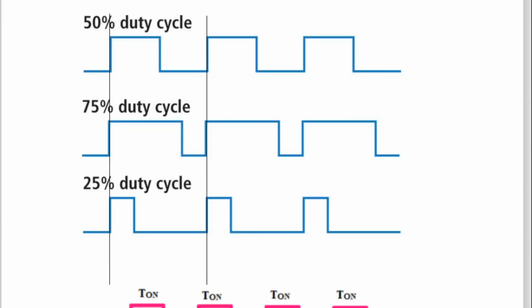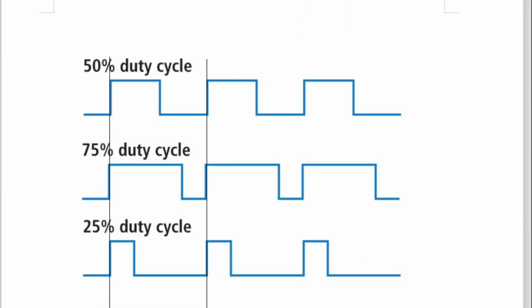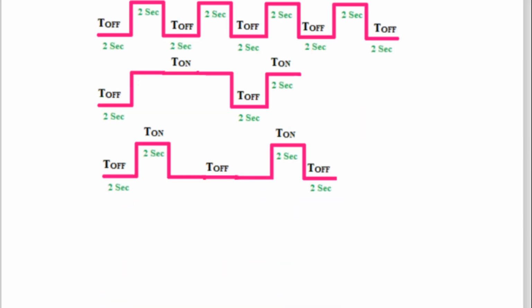So see here. T on is equal to T off, 50% duty cycle. When T on is large and T off is small, 75% duty cycle. See here, T on is large, T off is small, so 75% duty cycle. And when T on is very small and T off is large, 25% duty cycle. So like that it is there. But remember, total time T is the same.